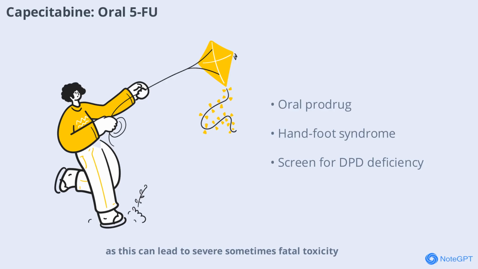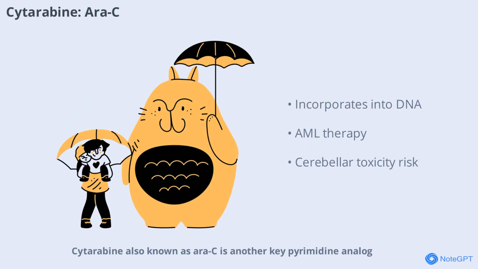Cytarabine, also known as RSE, is another key pyrimidine analog. It gets incorporated directly into DNA, terminating chain elongation and stopping cell division. Cytarabine is a cornerstone of acute myeloid leukemia induction therapy. High-dose cytarabine carries a unique risk, cerebellar toxicity, so doctors perform neurochecks before each dose to monitor for side effects.